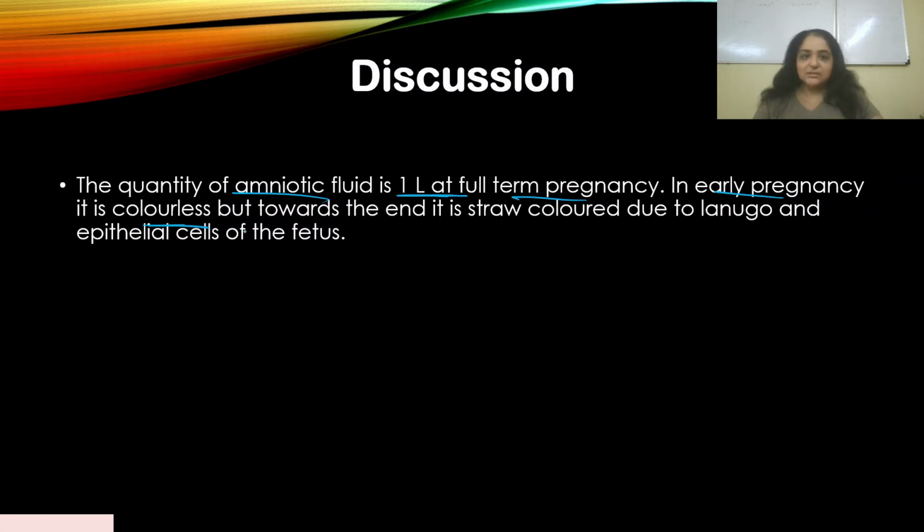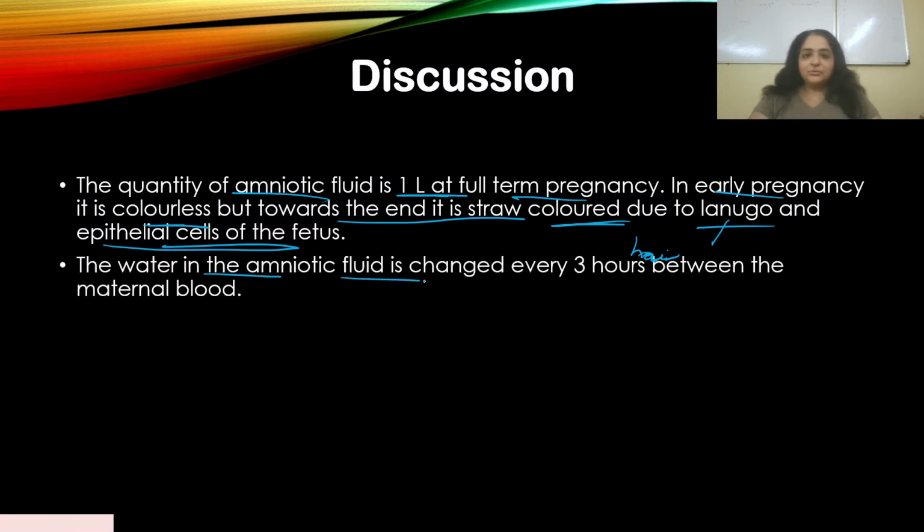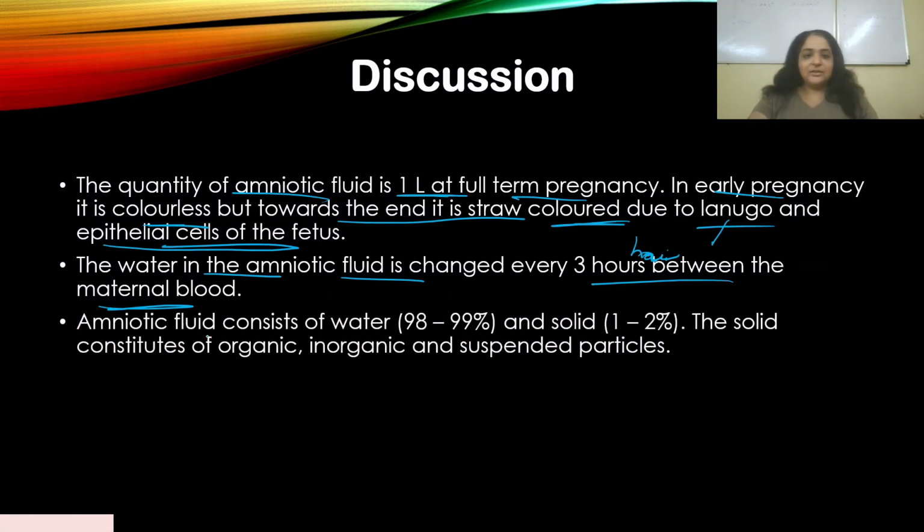The fluid is colorless, but towards the end of it, it is straw colored due to lanugo and epithelial cells of the fetus. So, lanugo is all the hair that is developed in the fetus and is removed. The water in the amniotic fluid is changed every 3 hours between the maternal blood. So it is refreshed. Now the amniotic fluid consists of water and solid. The solid consists of organic, inorganic, and suspended particles.